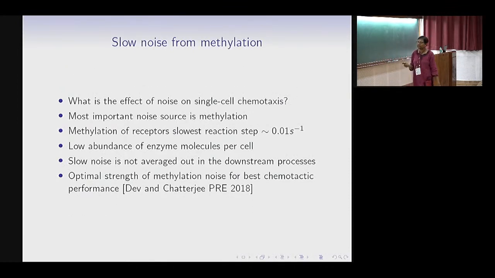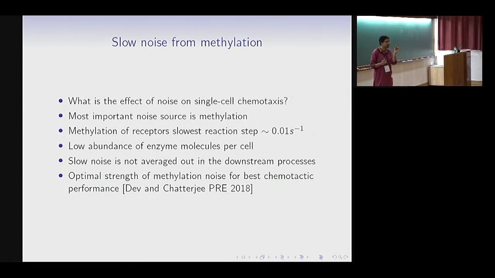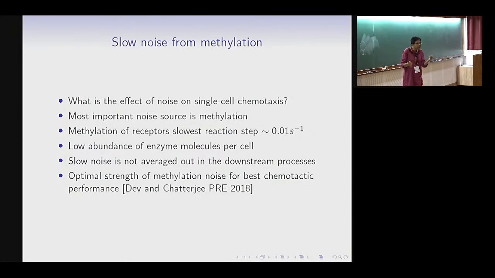Now the question that people have been asking for some time is what is the effect of noise on single cell chemotaxis? So the first question I have to answer is, what is the most important source of noise? For a long time people believed that the most important source of noise is methylation. Why? Because these methylation demethylation reactions are very slow. They are 100 times slower compared to any other reaction step in the signaling network. So any fluctuation happening at that stage comes as a slow noise, and it is very difficult to get rid of a slow noise.